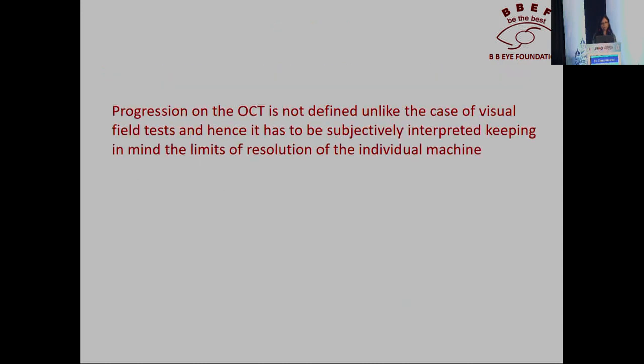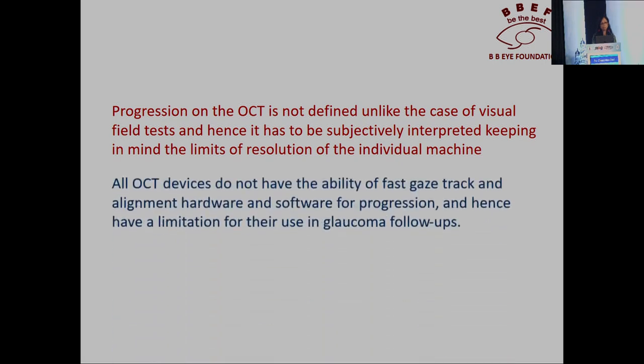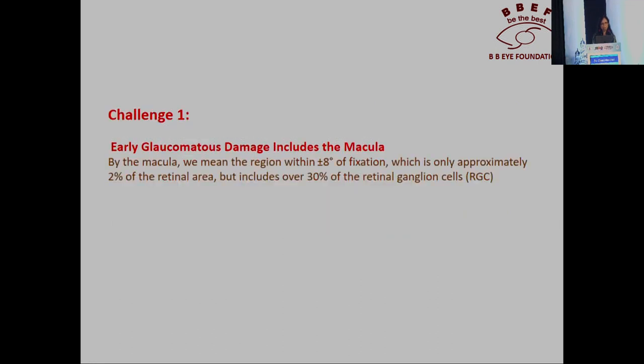Progression on the OCT is not defined, unlike in the case of visual field tests, and hence it has to be subjectively interpreted, keeping in mind the limits and resolutions of each individual machine. Not all OCT devices have fast eye tracking and alignment hardware and software for progression, and so have a limitation on their use in follow-ups.